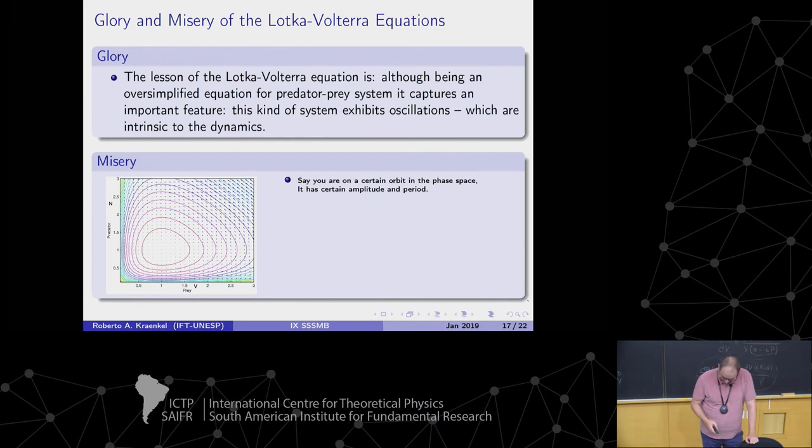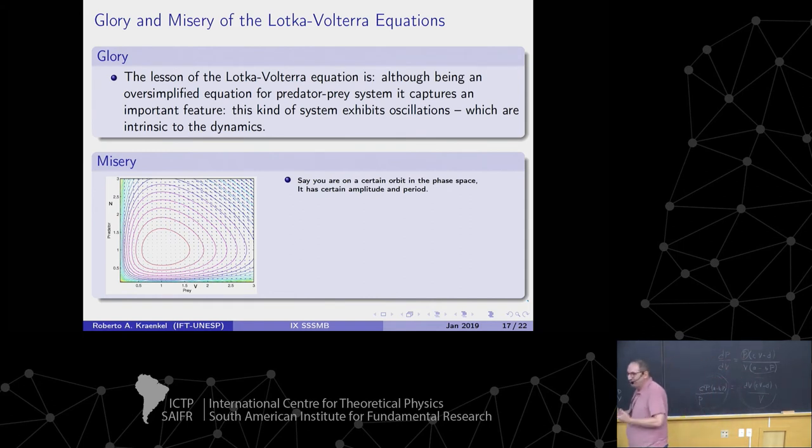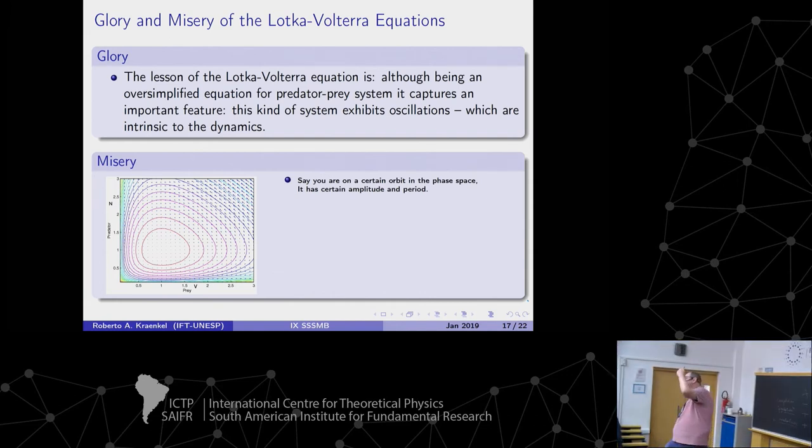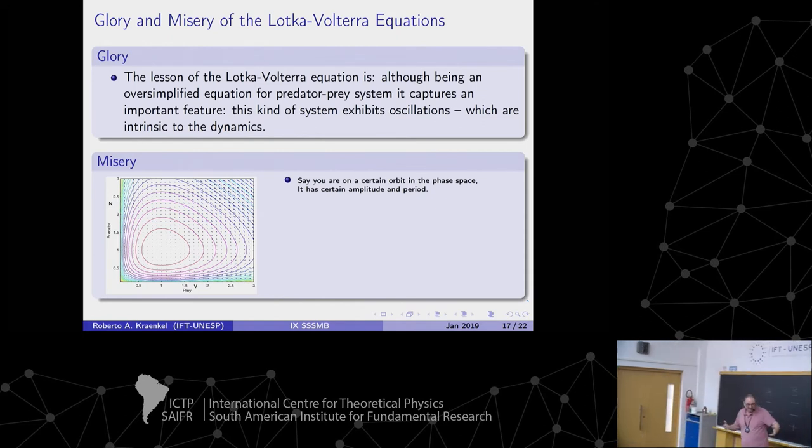But, as always, we have the glory and the misery of our models. So the glory is just what I told you. I mean, if I stopped this lecture here, you would say the Lotka-Volterra model is the best model that you could ever think of in our life. It explains all oscillations in nature. It's very nice, and so on, and so on. But are there miseries? And yes, there are so many miseries. I will spend half an hour on the miseries. And so, what are the miseries?